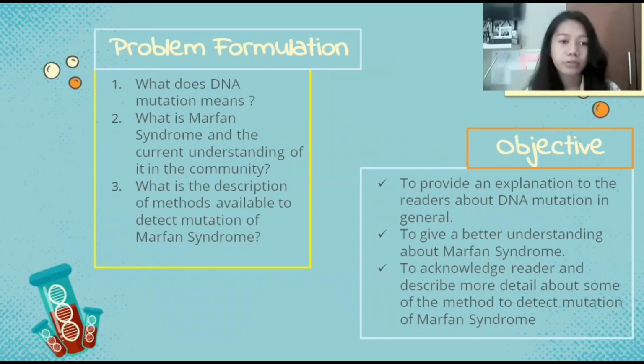Hello. Before I continue the presentation, let me introduce myself first. My name is Evangelina Vincent Lacerda with student ID number 2002511170. In this slide, we're going to talk about the problem formulation and the objective. The problem formulation is: what does DNA mutation mean, what is Marfan syndrome and the current understanding of it in the community, and what is the description of methods available to detect mutation of Marfan syndrome. And the objective is to provide an explanation to the reader about DNA mutation in general, to give a better understanding about Marfan syndrome, and to describe in more detail some of the methods to detect mutation of Marfan syndrome. Next.